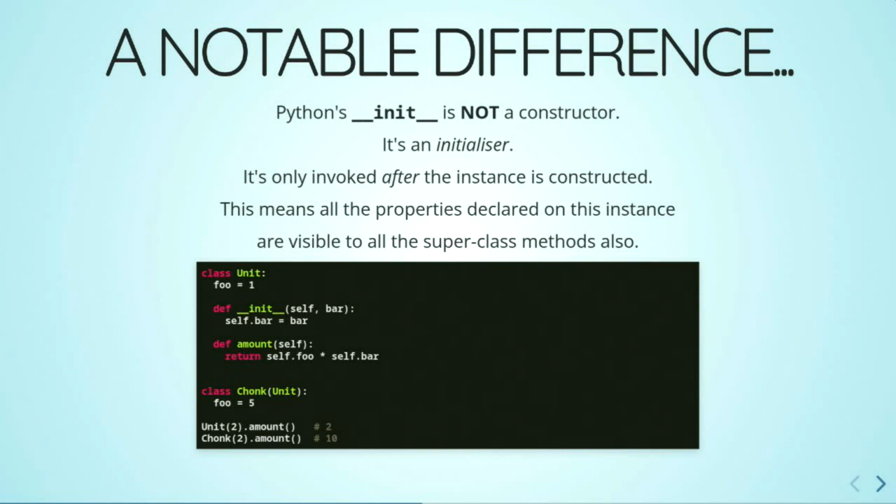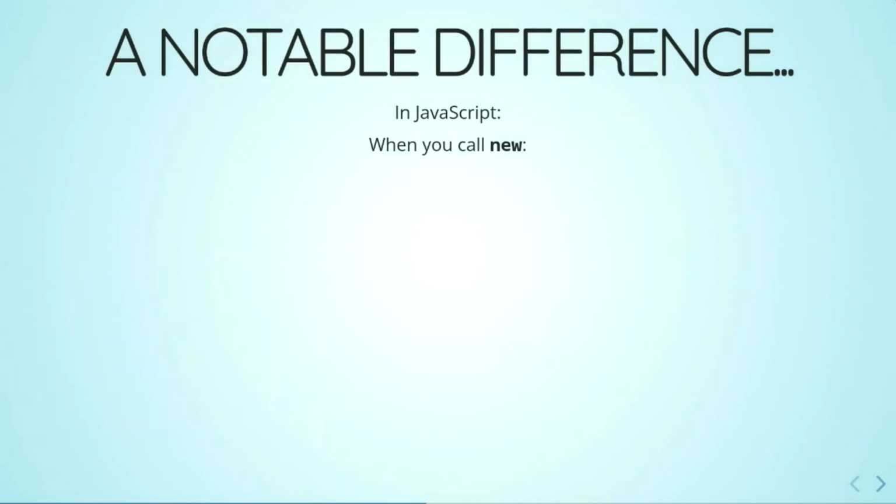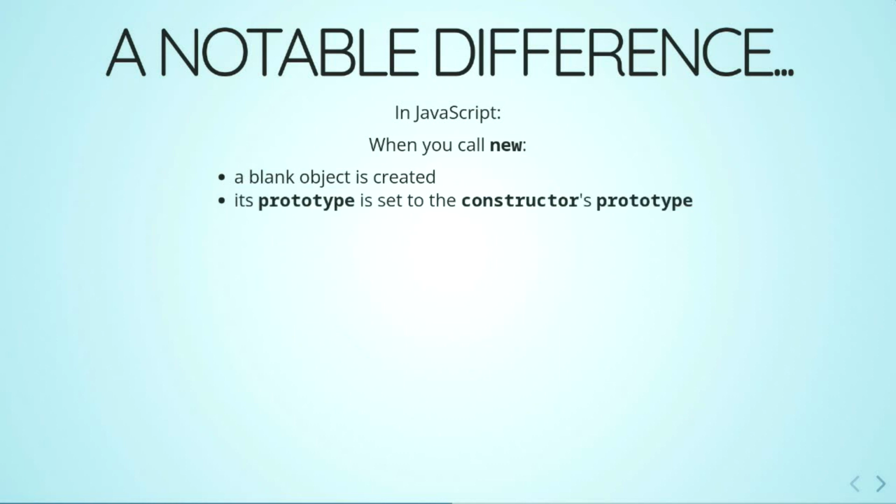Pretty straightforward. If we tried the same in JavaScript and we call new, what happens is we get a blank object created, then its prototype is set to the constructor function's prototype, then the constructor is called with this new object cast as its this.